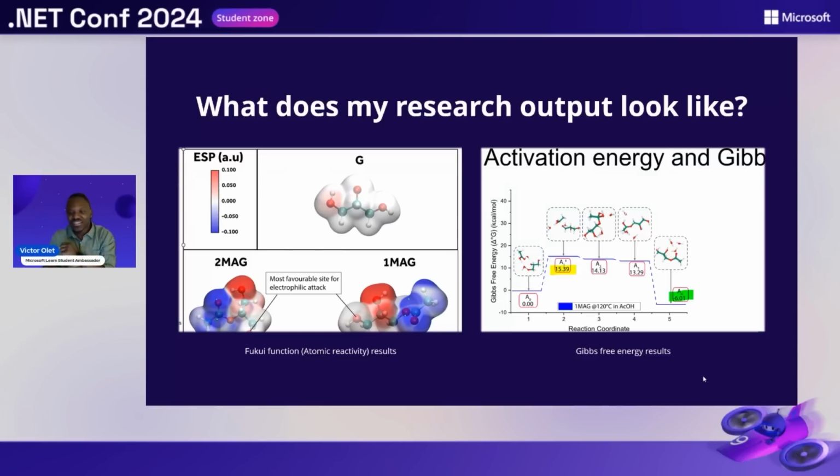On the right, another thing we can do is predict reaction mechanisms. What that means is, experimentally, we know the reactant, we know the product, but we don't know what's happening in between. And so using computational chemistry techniques, we can have a very good prediction of what is likely happening in between the reactant and the product.